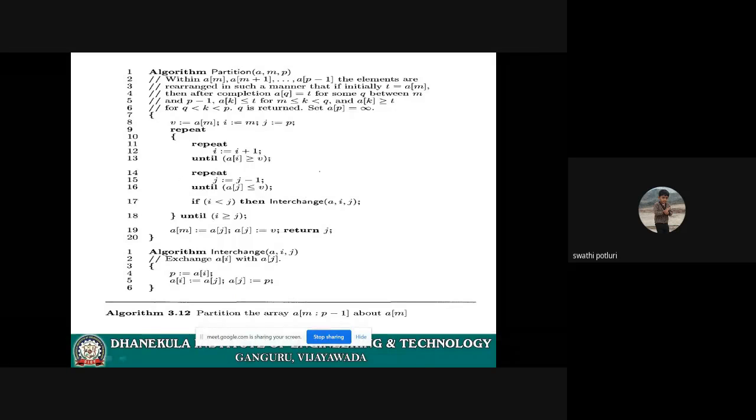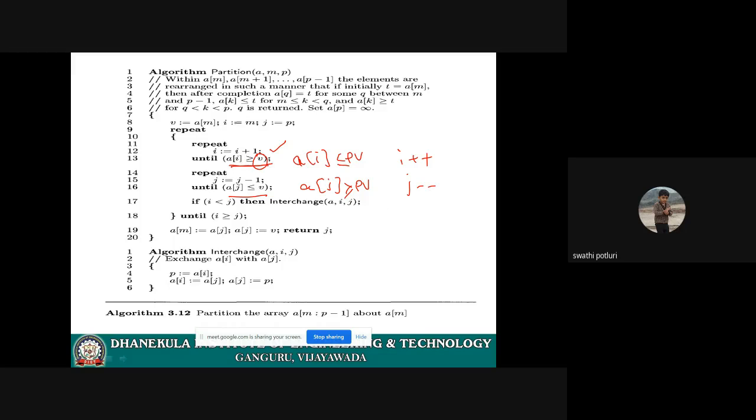The first one is the partition algorithm. Here we are incrementing the I value. V is considered as the pivot element, and we repeat until the condition becomes true. If A of I is less than pivot, then you have to increment the value of I. Similarly, if A of J is greater than or equal to pivot, then we represent J minus minus.